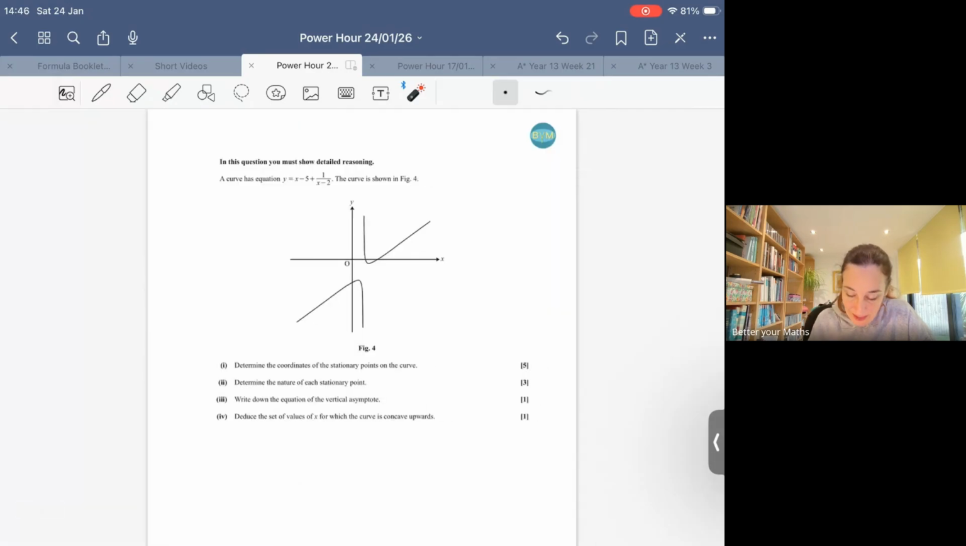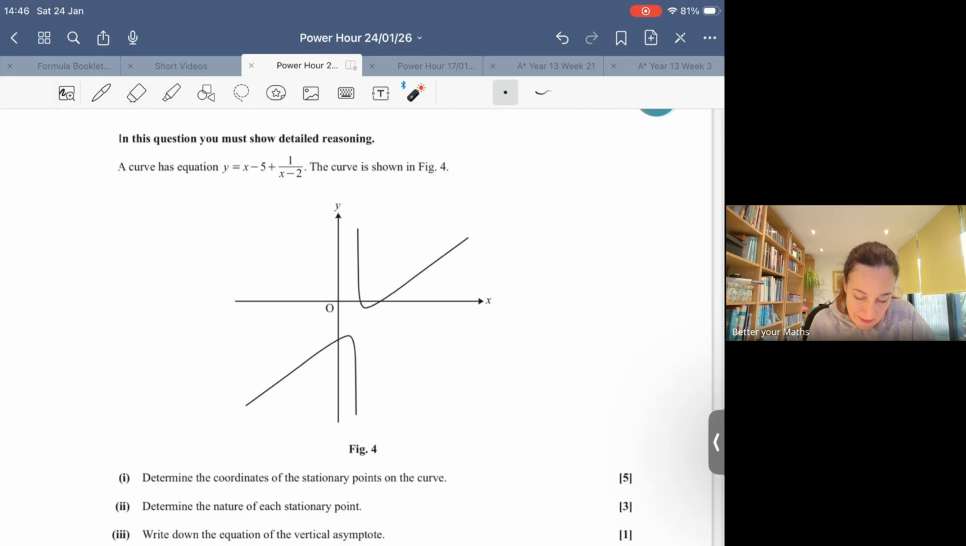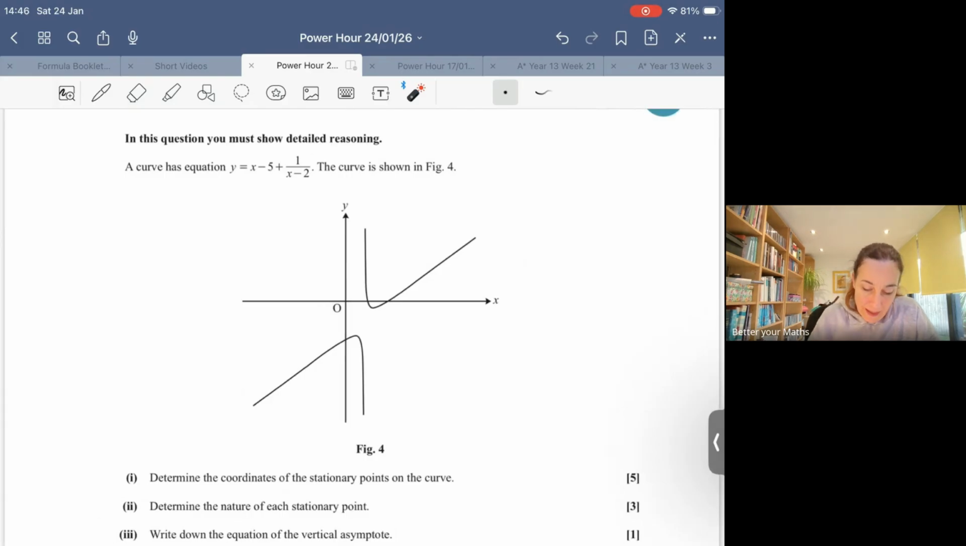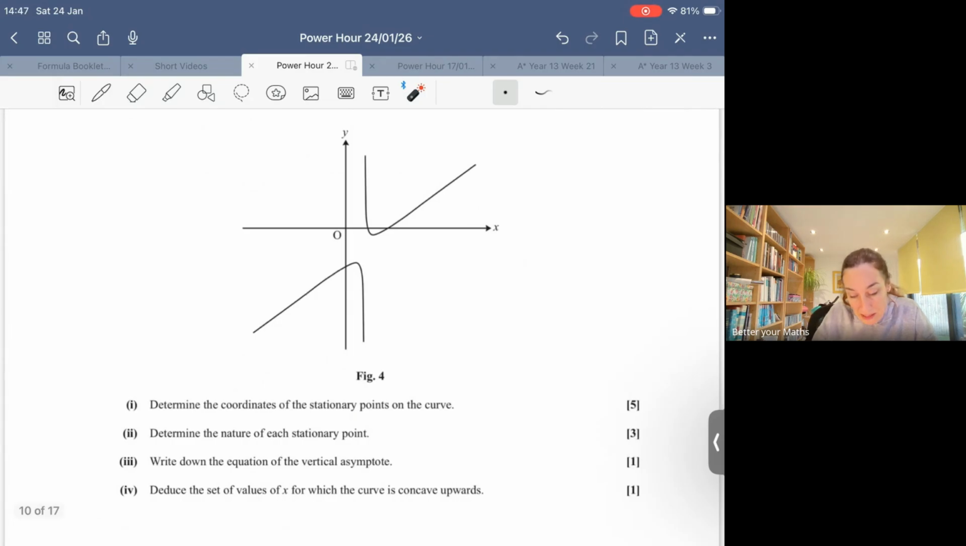No? Then let me move on to this one. We have a curve with this equation. Here we have a sketch of the graph. It doesn't look like anything necessarily that we know because it looks almost like a reciprocal, but no, because we have an x here and this goes up. But it seems that we have an asymptote probably here. So determine the coordinates of the stationary points. How are we going to find the stationary points? Can you tell me in the chat, all of you, please? How am I going to find stationary points of any function?